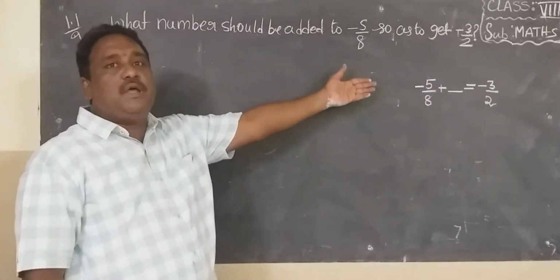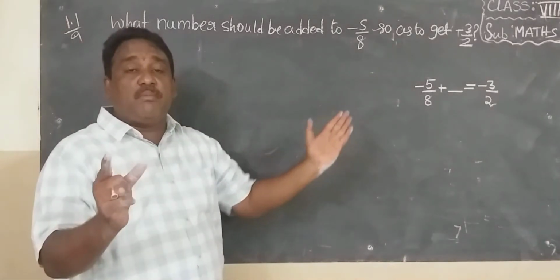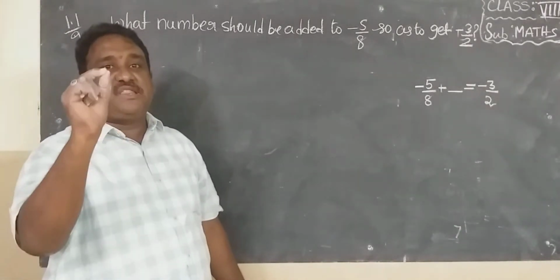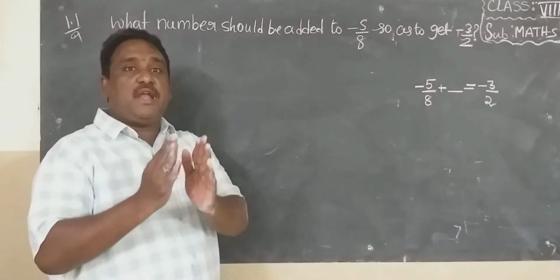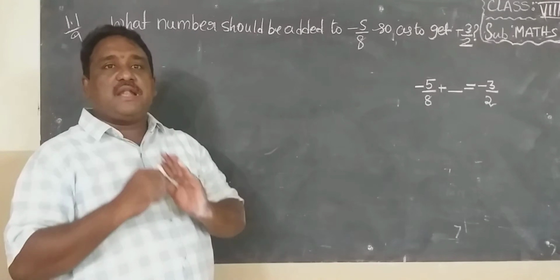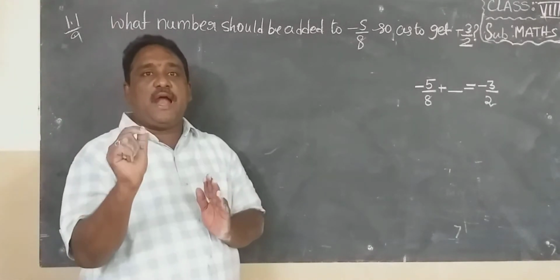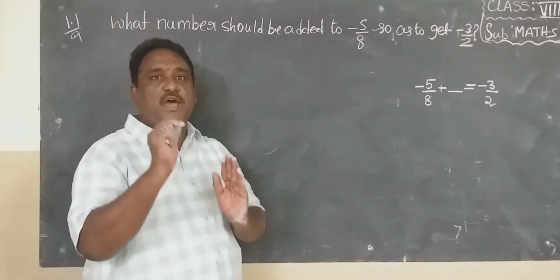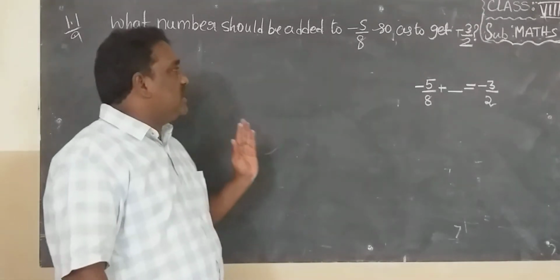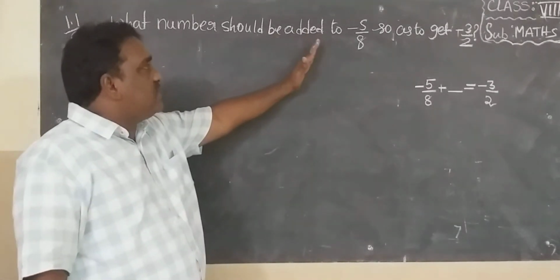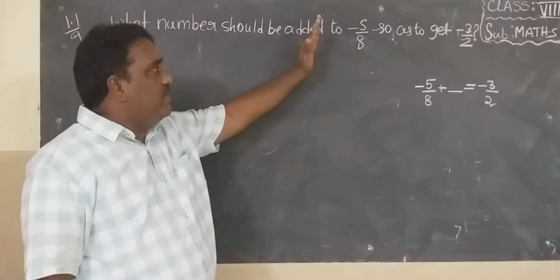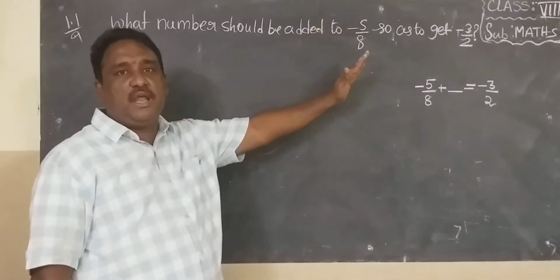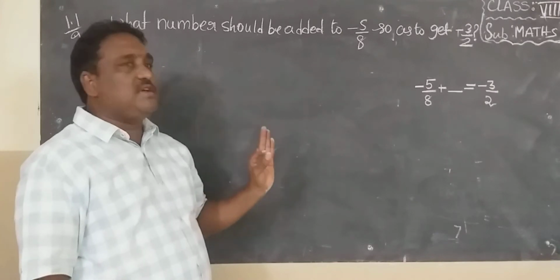We don't know what number to be added. Unknown number can be taken as x. Okay na? So what is our assumption? Let the required number be x. Let the number to be added be x. What are the given fractions? Minus 5 by 8. Then we have to add something. Our answer should be minus 3 by 2.